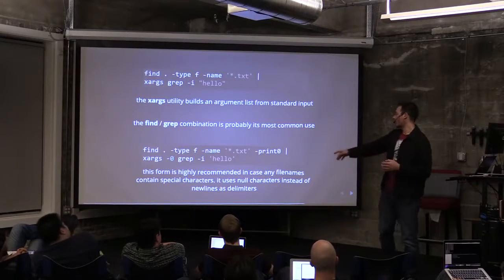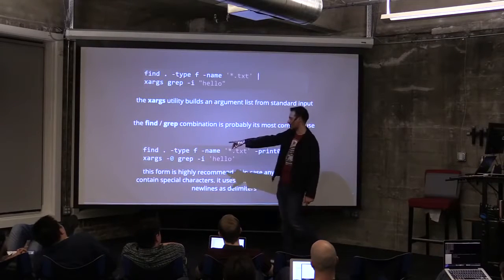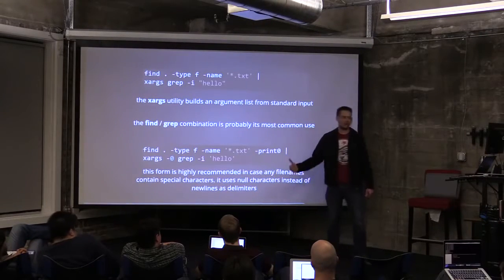Oh, actually, I don't have. So you would omit the name part of this. You would just have it find type f -print0. So any file.